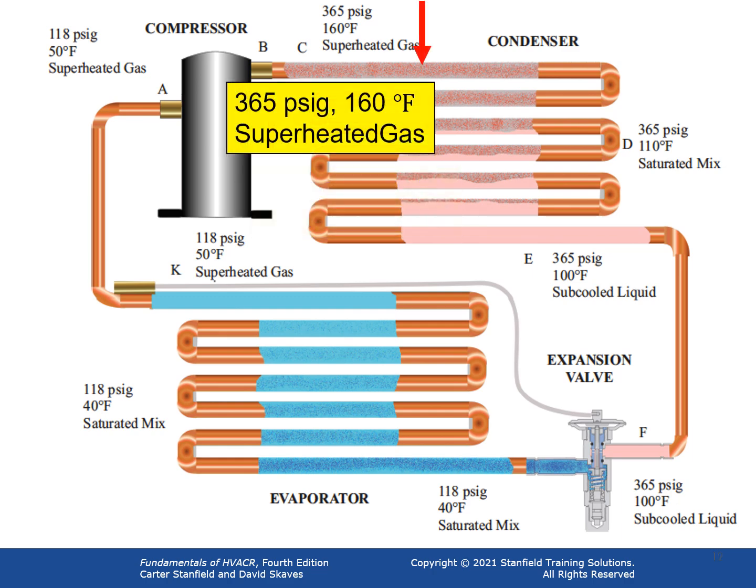The refrigerant entering the condenser is at the same condition as it was leaving the compressor, superheated. The first portion of the condenser is used to reduce the temperature of the refrigerant to the saturation temperature. This portion of the condenser is often referred to as a desuperheating section. In our example, it's 365 psig, 160 degrees Fahrenheit, which makes it superheated because the saturation temperature at 365 is 110.